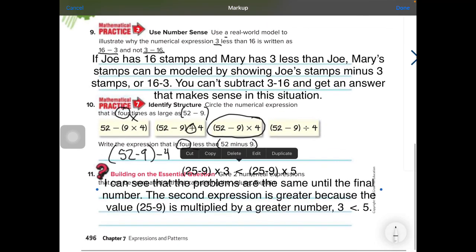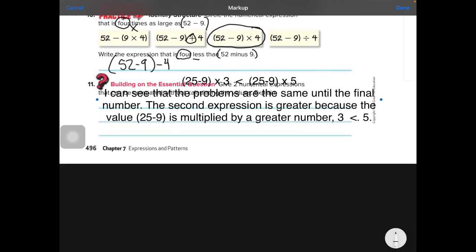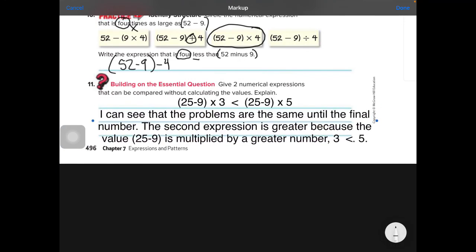And this problem went a little bit crazy. So we'll see if we can move it down a little bit so you can see it. There we go. Give 2 numerical expressions that can be compared without calculating the values. So you can compare this one and this one. I can see the problems are the same until the final number, times by 3 and times by 5. This one is going to be less than this one.